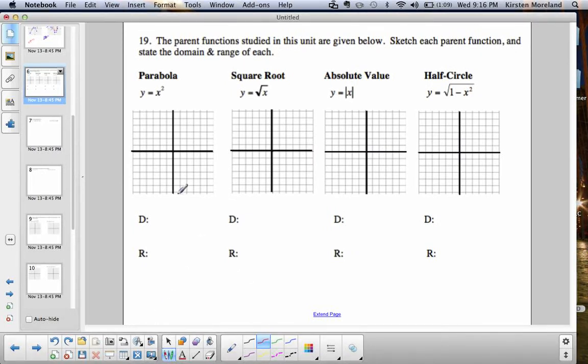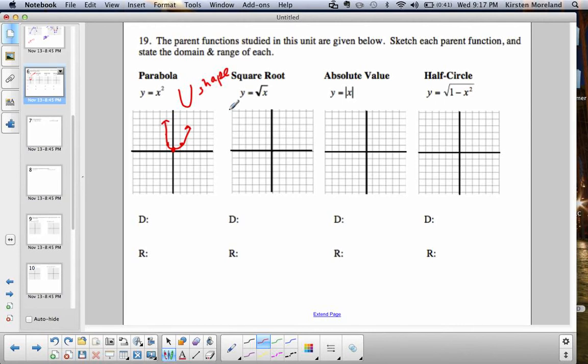Parent functions: parabola. So you should be thinking this is a U shape. So you start at 0, 0, you go up 1 over 1, and you make a nice U shape. Make sure yours is nice.